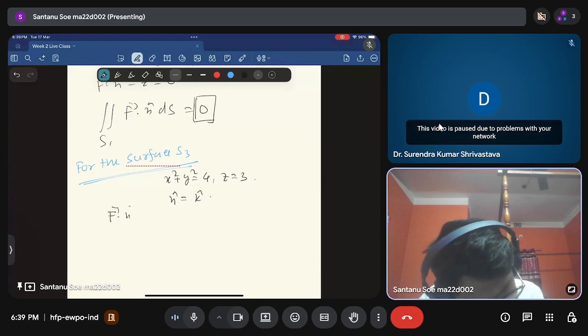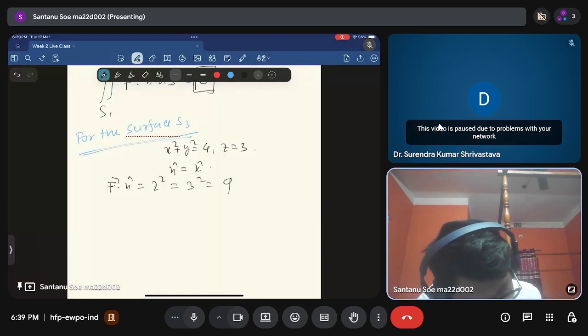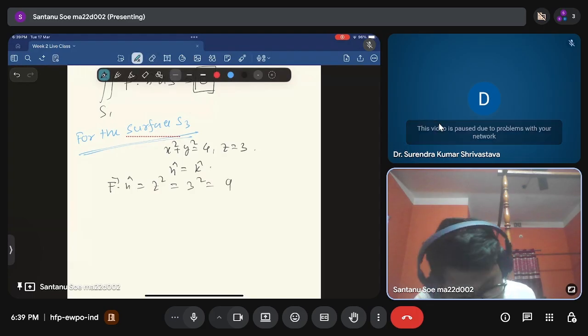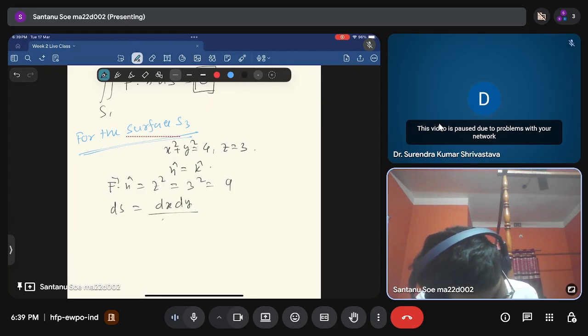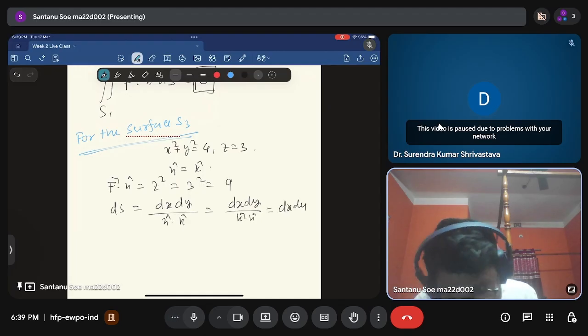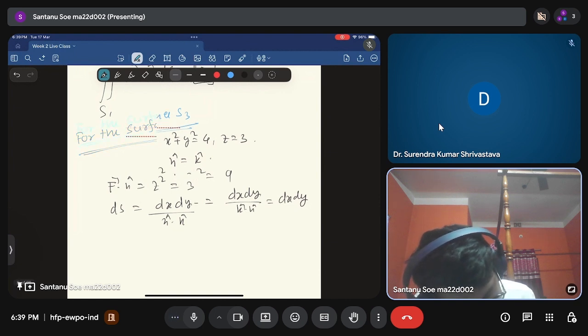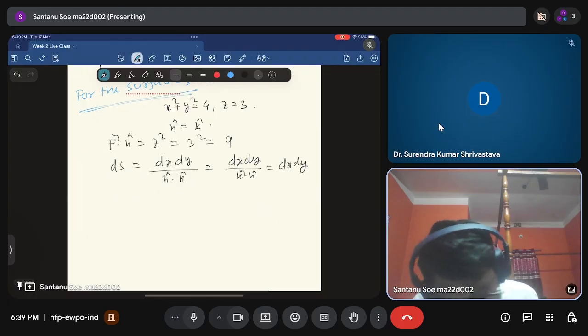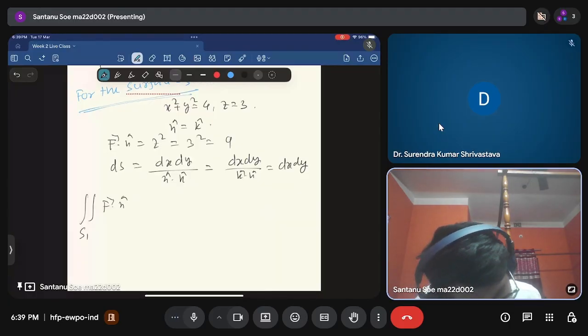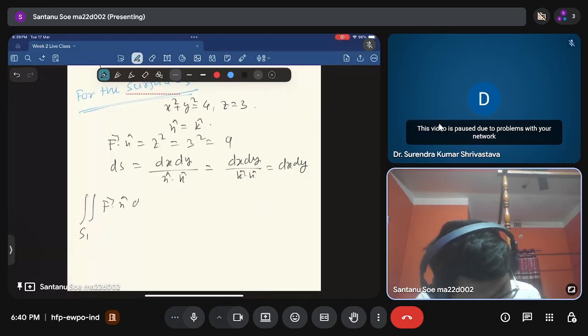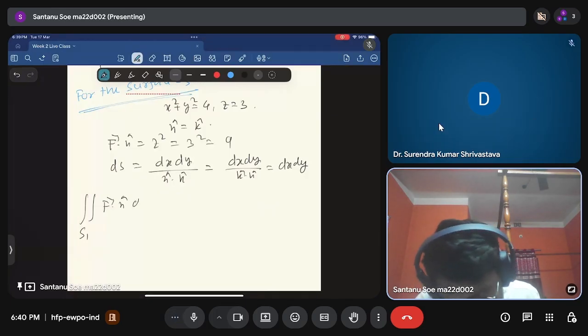And this is just 3 square equals to 9. Our dS is dx dy by n dot k, and this is dx dy by k dot k, so this is just dx dy. Then the surface integration over S1 is 9 times dx dy.